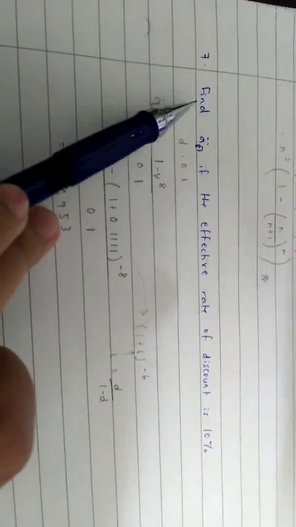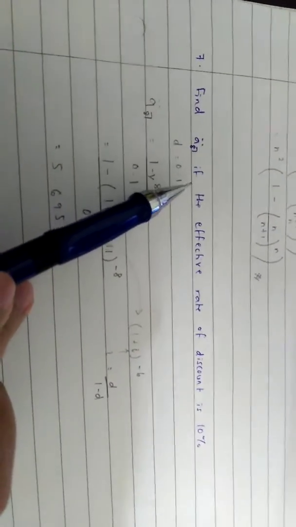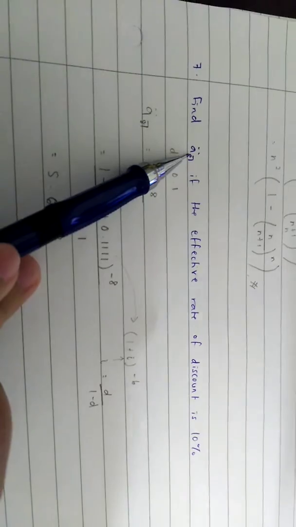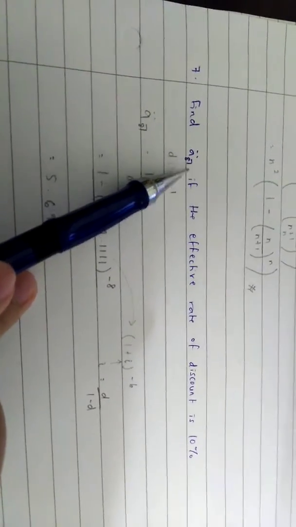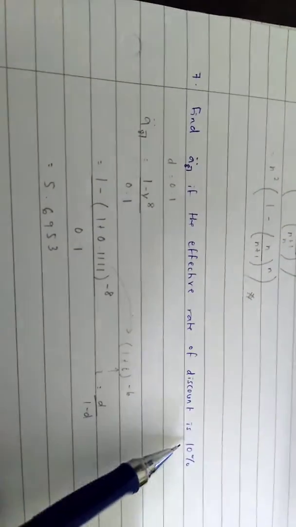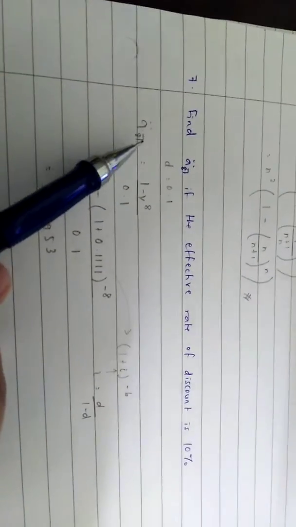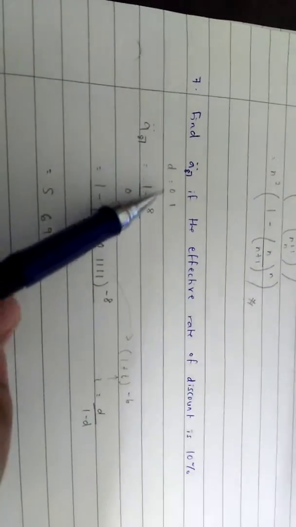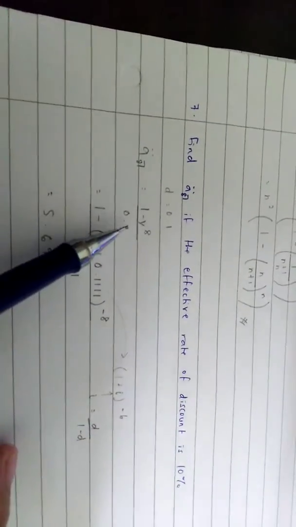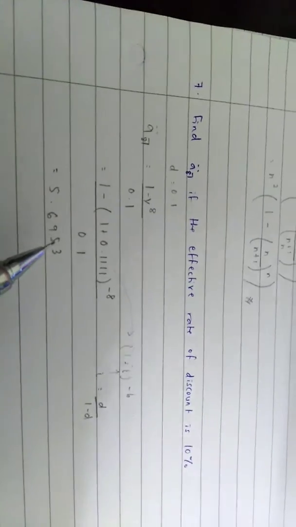For number 7, it says to find a angle 8 if the effective rate of discount is 10%, and you use this formula, and then you insert the d equal to 0.1 here, and then you get this, 5.6953.